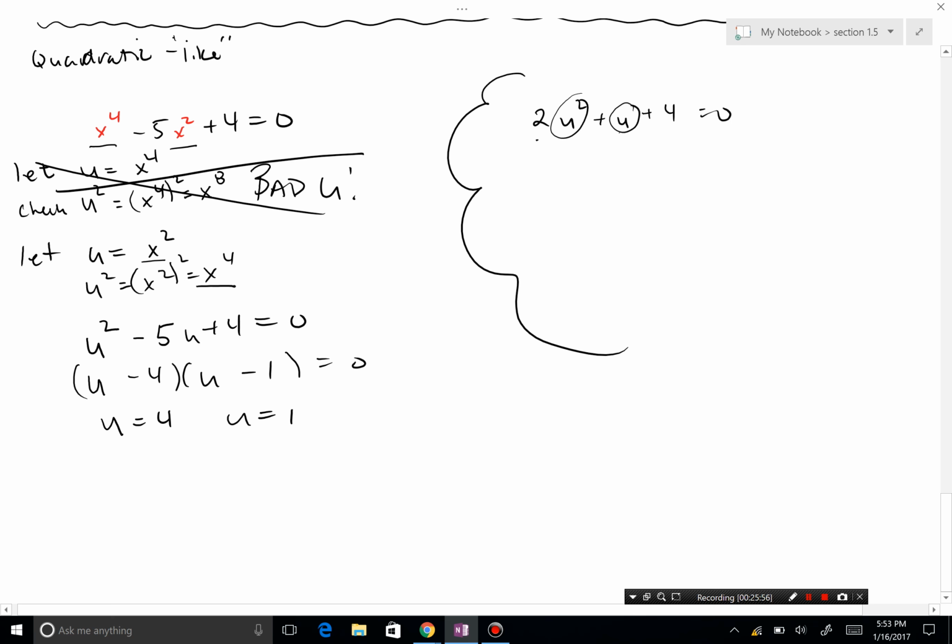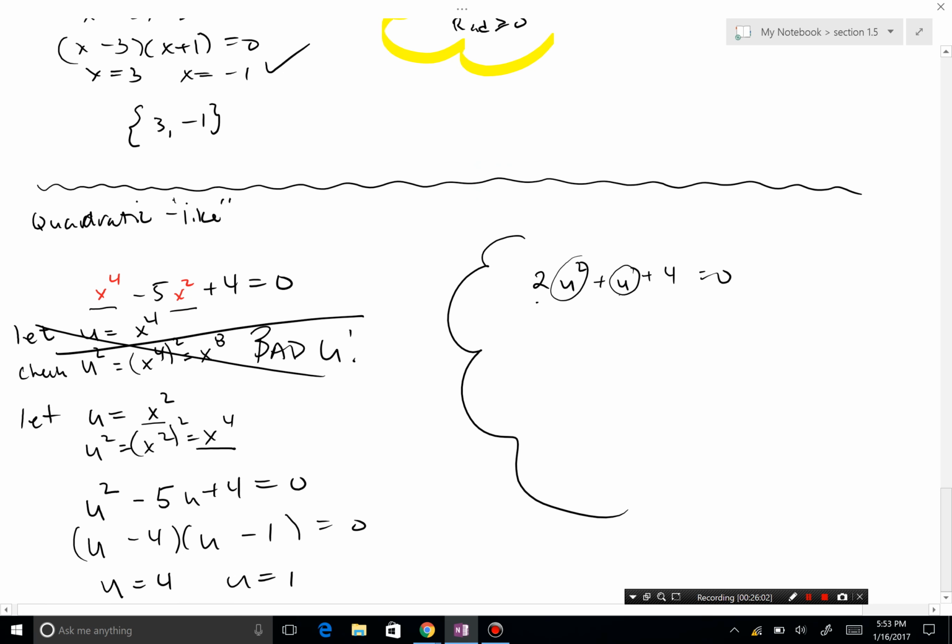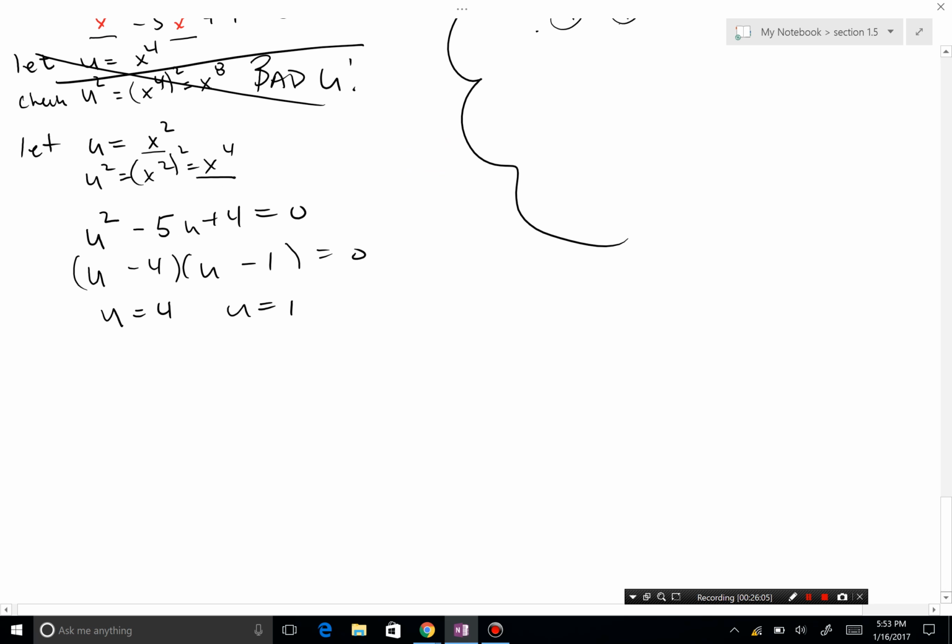And don't be that student that automatically says, whew, I'm done. No, I'm not solving for u. I introduced u. What am I solving for? Sorry, guys. I'm solving for x. u is x squared. So this ends up being x squared equals 4 and x squared equals 1. I still have to back substitute what u was so I can actually solve for this. So now that I solve, I get x equals plus or minus 2 and x equals plus or minus 1. How so? Square root both sides. So you end up with 4 solutions.